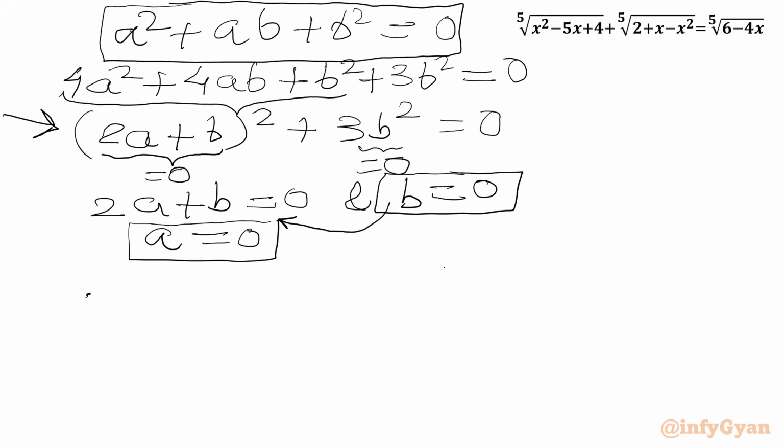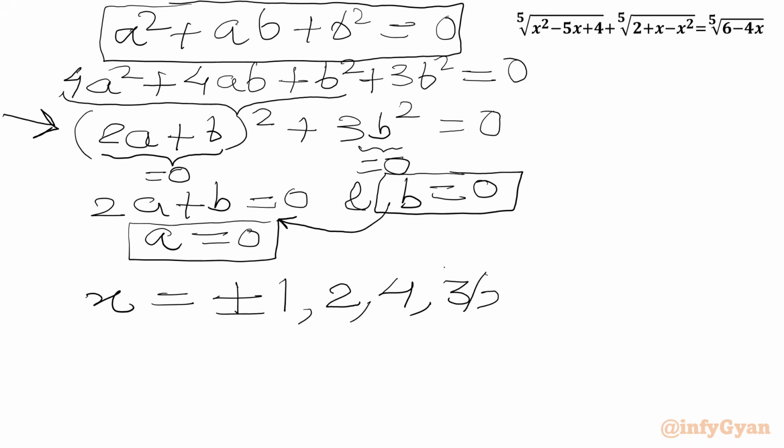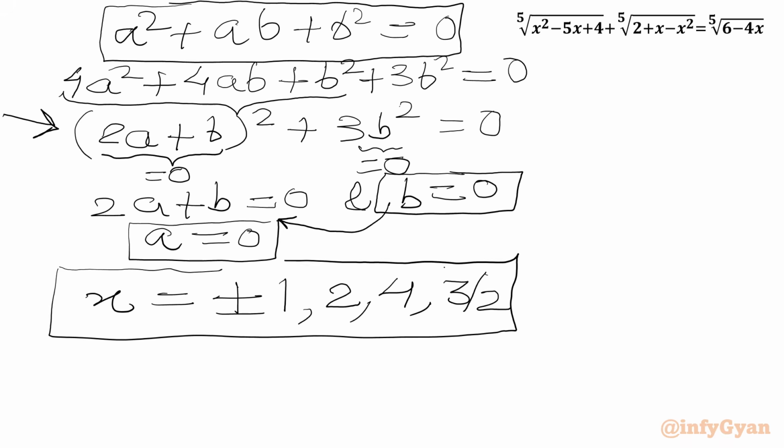So our final solutions are x will be equal to plus minus 1. Then we have x equal to 2. We have x equal to 4. We have x equal to 3 over 2. So in total, 5 real values of x will satisfy our radical equation.